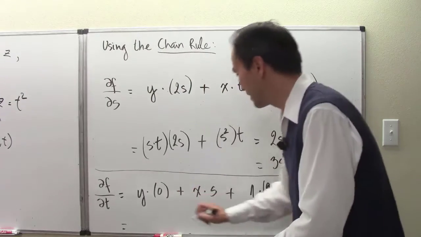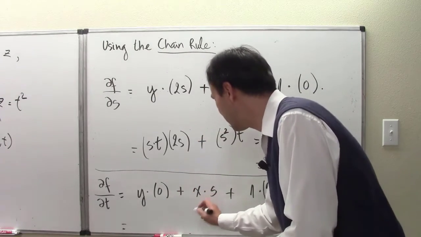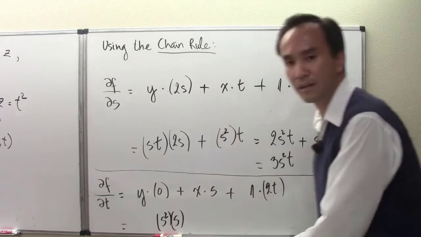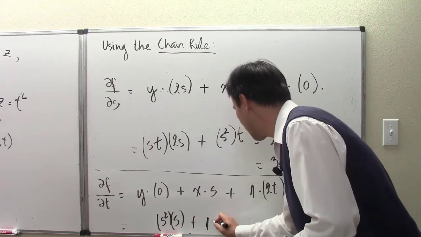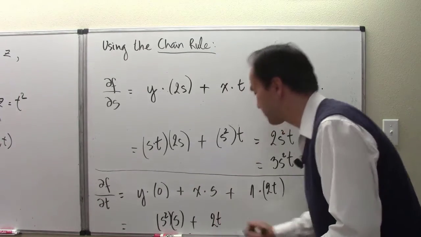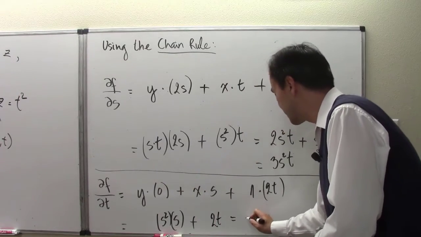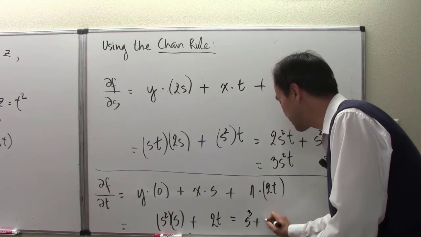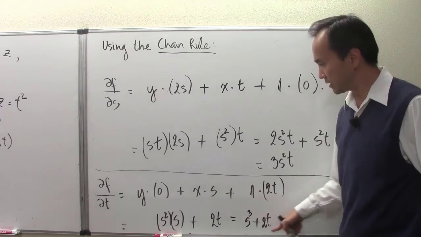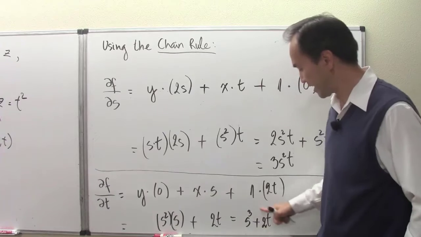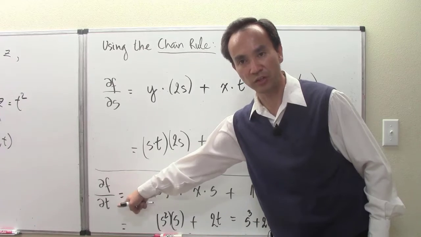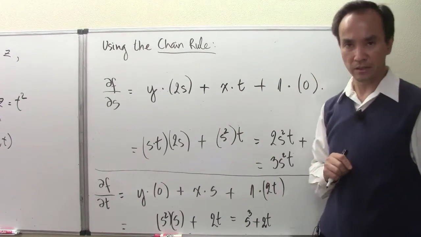And so that term is 0. We don't need to write it down. So here I'm looking at s squared times s, plus 1 times 2t, which is just 2t. So all together, this is s cubed plus 2t. And once again, this is a completely different route. But now I see that I ended up with the exact same answer as how I found the partial derivative of f with respect to t previously with the other earlier methods.